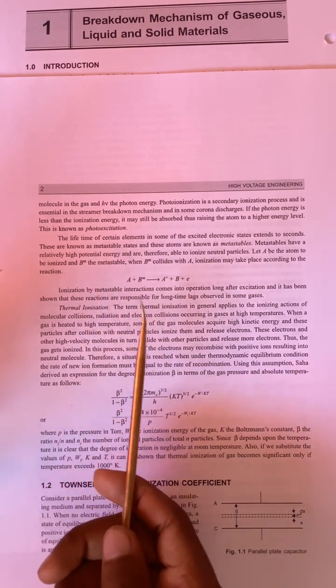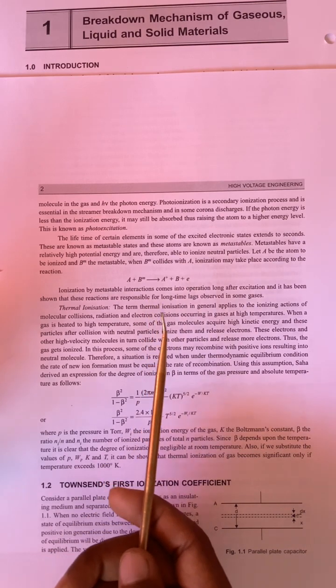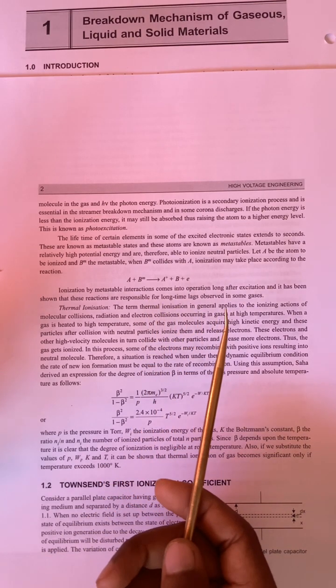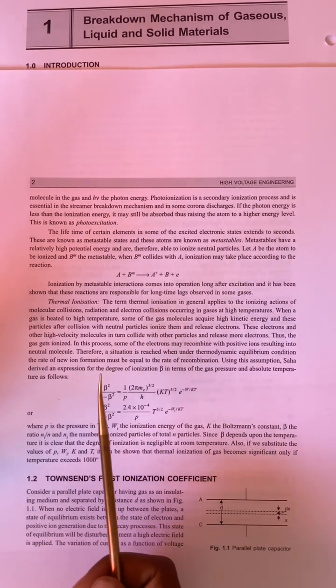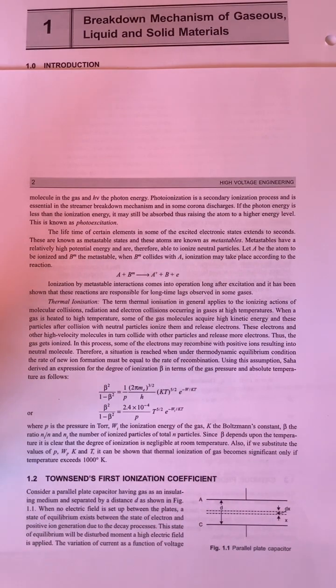So ionization by metastable interactions comes into operation long after excitation, and it has been shown that these reactions are responsible for long time lags observed in some gases. So if you want to refer to a long time lag in some gases, it's because of ionization by metastable interactions.